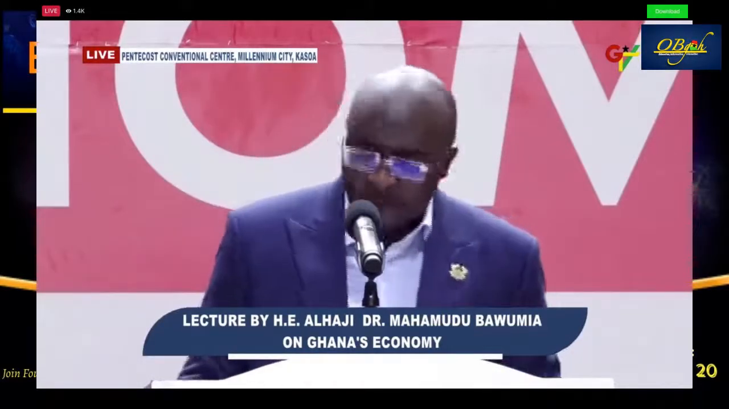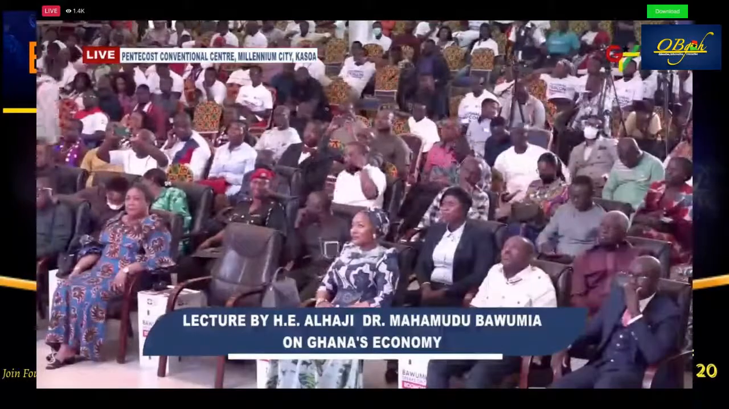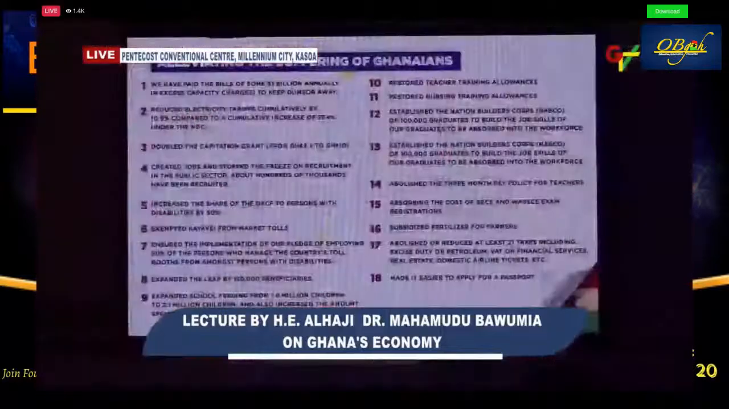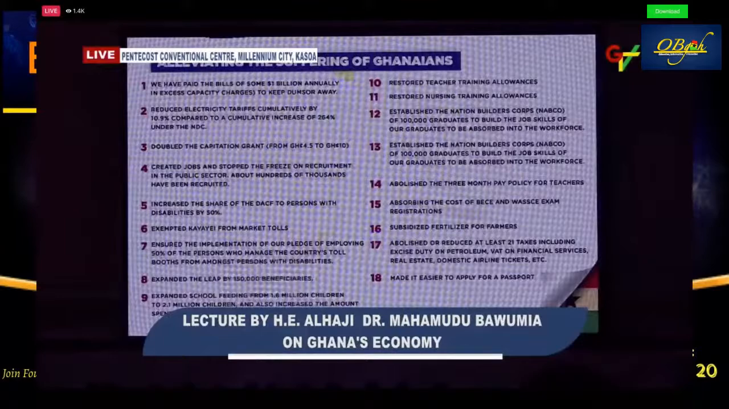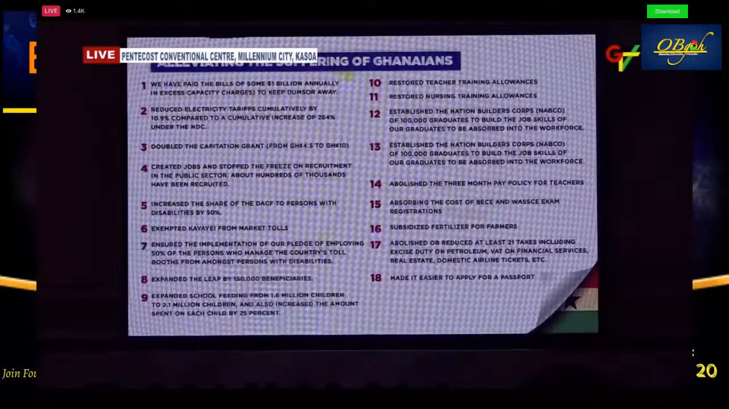We have paid the bills of some $1 billion annually in excess capacity payments to keep the lights on and to keep Dumsor away. We have reduced electricity tariffs cumulatively by 10.9%. When the previous government was in office, cumulatively, they increased electricity tariffs by 264%. We have reduced electricity tariffs by 9%.